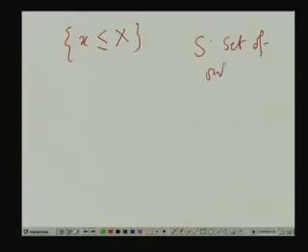Certain notations are important here. Now, what does it mean? We know x is a random variable. But what is x actually? We know that there is a set S, which consists of all experimental outcomes, a set of outcomes A.